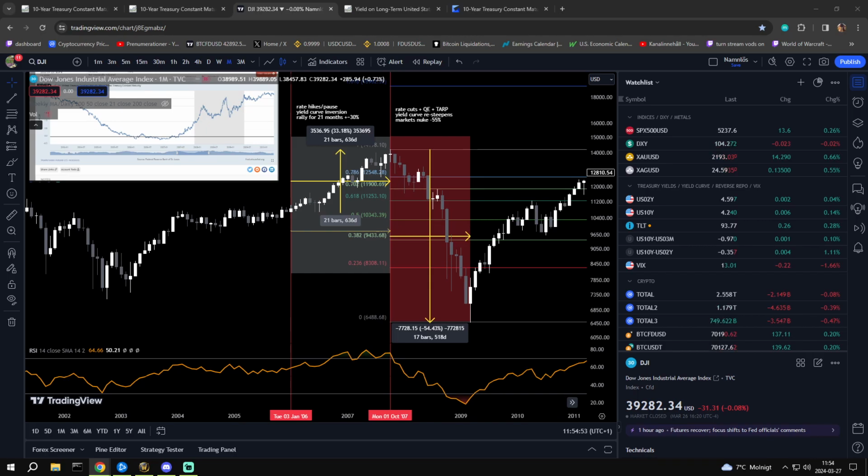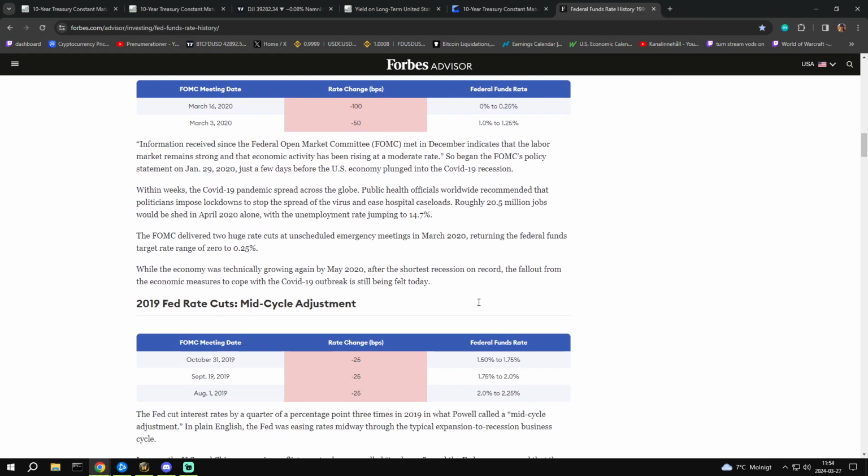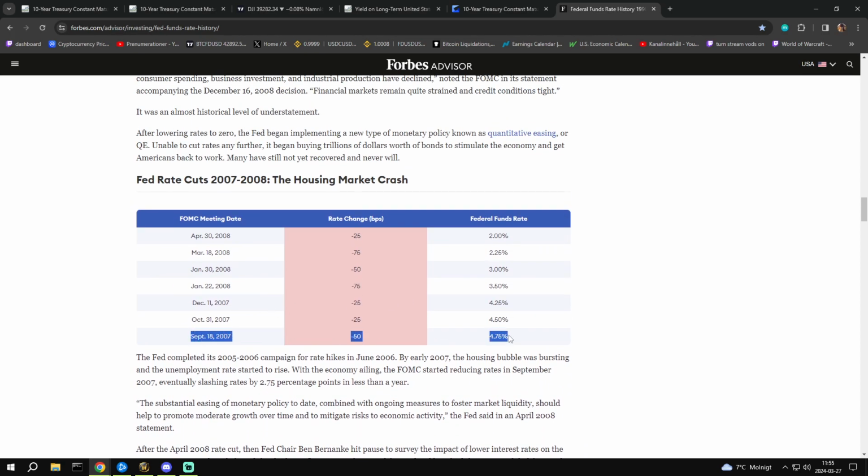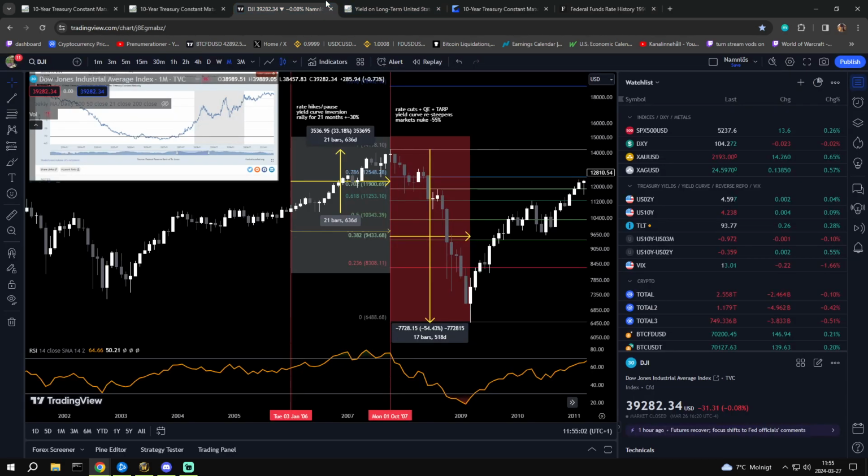Okay? So we're going to go over to this. When they were cutting rates here in 2008. They started cutting rates in September. You can see this is the first rate cut. That was right there. Markets went up till October for 1 month.